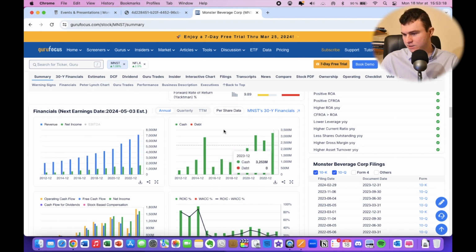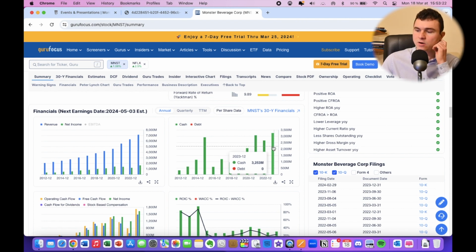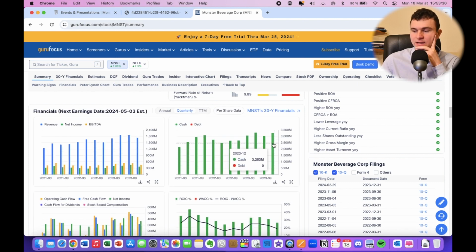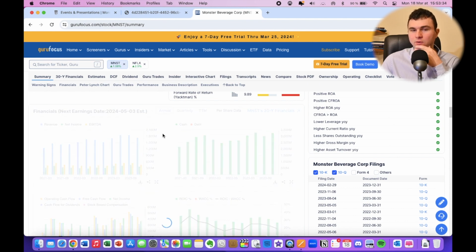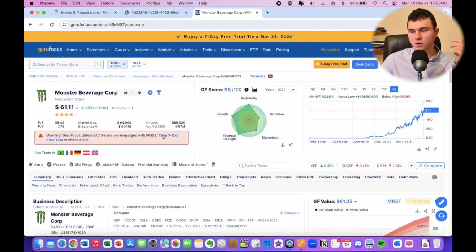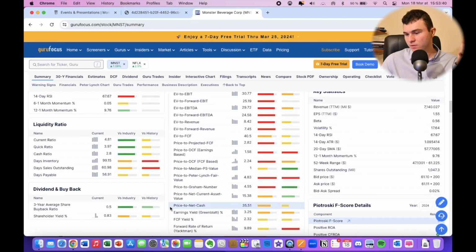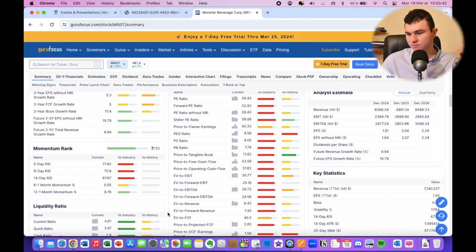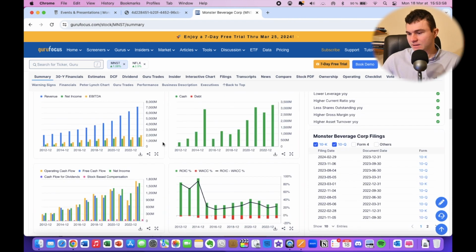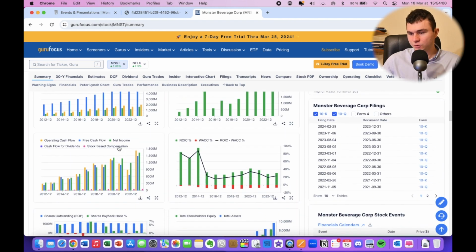Okay. Cash, there is no debt. No debt. They have 3 billion of cash. And if you want to get more precise, you can go to quarterly to get the latest data. And you have, okay, 3 billion of cash for a market capitalization of 64 billion. So the balance sheet is not big. It's quite small actually.